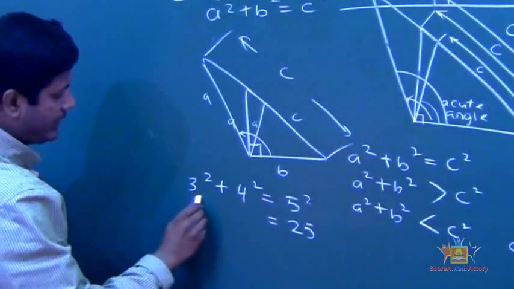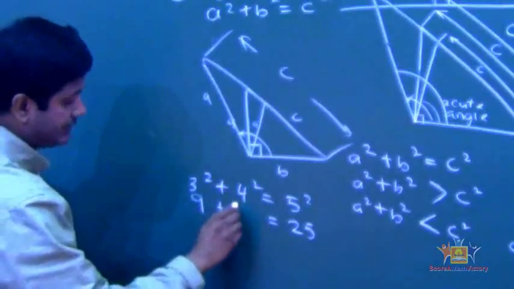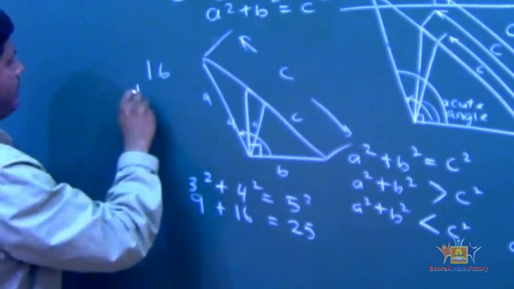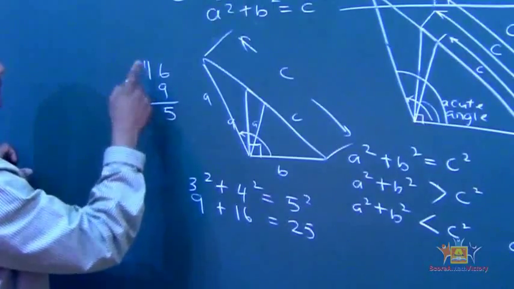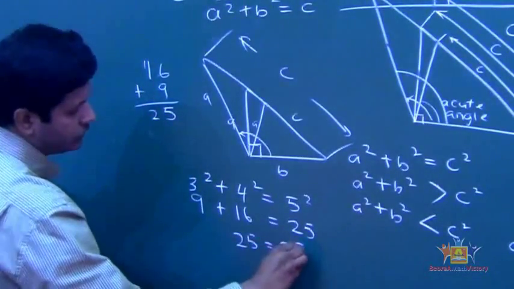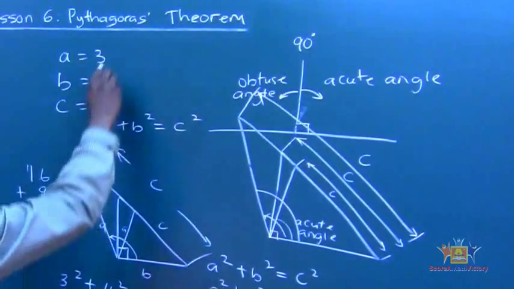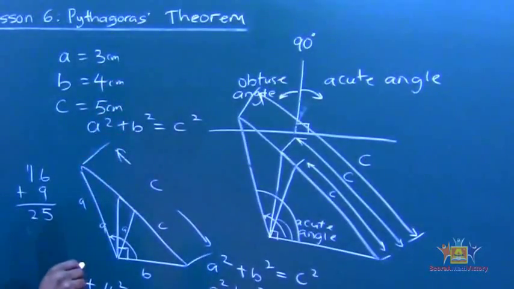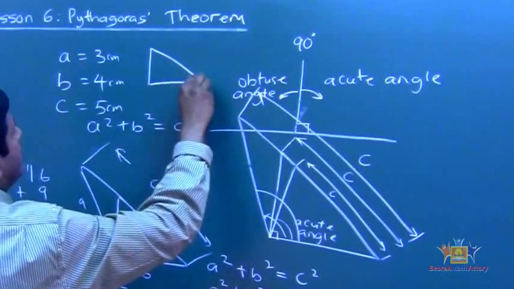3 squared will be 9, 3 times 3 is 9. 4 squared is 4 times 4, which is 16. 9 plus 16: 6 plus 9 is 15, 5 carry 1, 1 plus 1 is 2, so 25. That proves this triangle, with lengths of 3 centimeters, 4 centimeters, and 5 centimeters, is a right angle triangle.